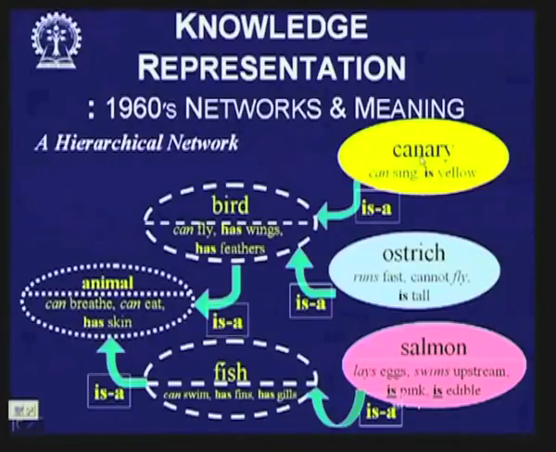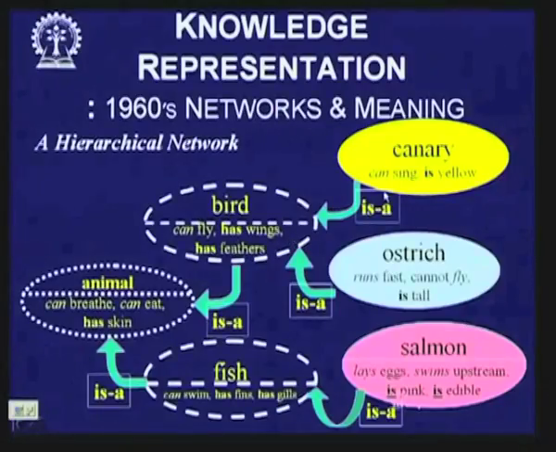Similarly, if I ask the question, can canary fly, or does canary have feathers? You see, when I described canary, I have just specified some specific attributes that are special to the category class canary. Can sing and is yellow, the color is yellow. But just looking at this, I cannot say whether canary has wings, but yet I can say that canary has wings because I also know the interlink between the concept canary and the concept bird. The relationship between them is a. So, canary is a bird, and I know that bird has wings, therefore, canary has wings.